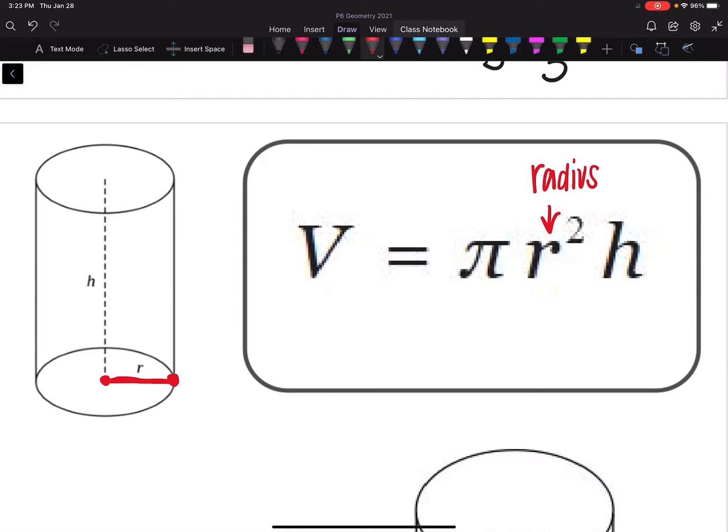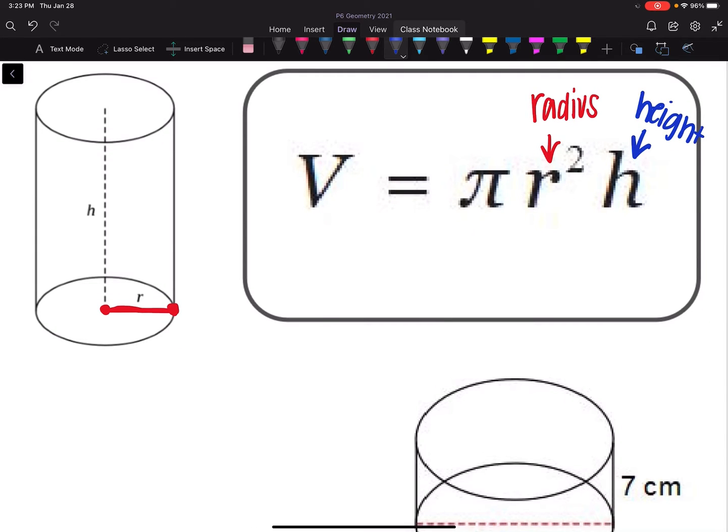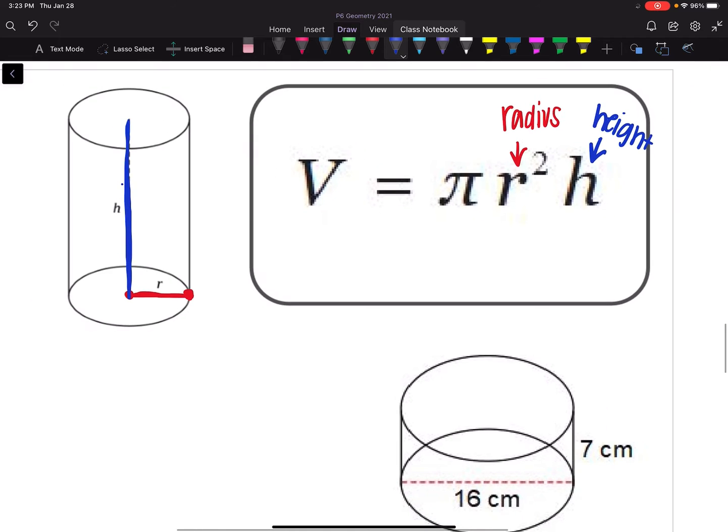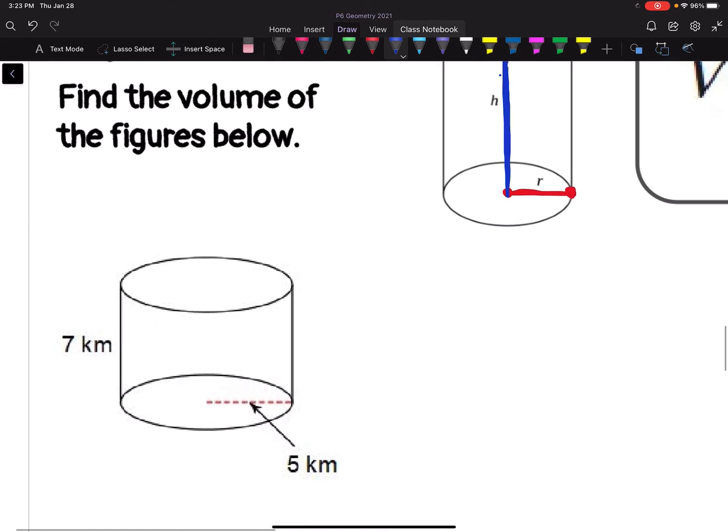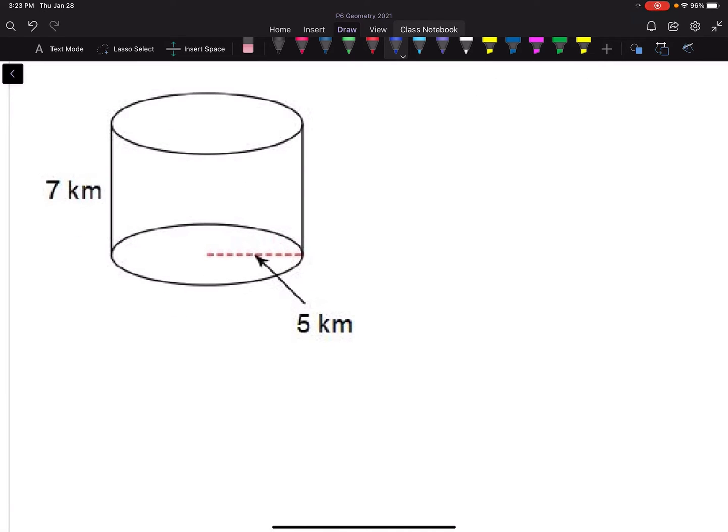The height of my cylinder is considered the h for this formula. And if we look at our example here again, h is going to be that vertical line in our diagram. So looking at example 1, I've got a cylinder here with a height of 7.